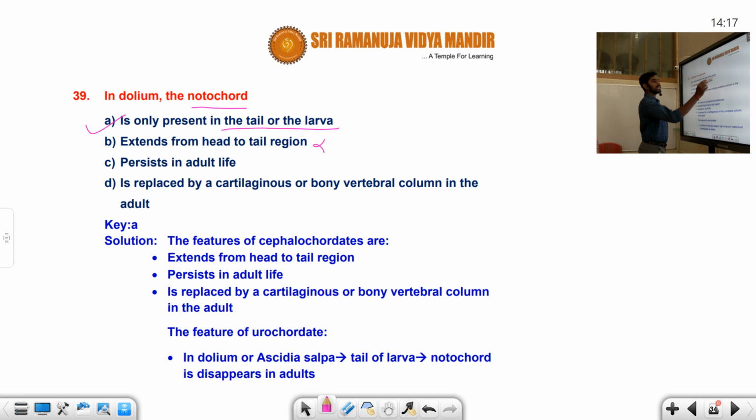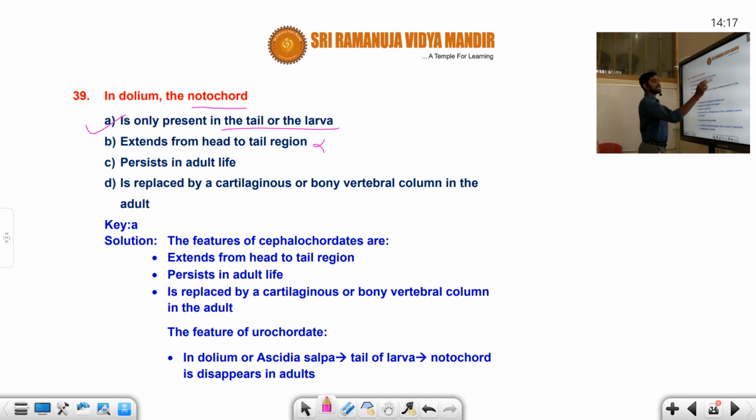So you can see, students, it is a feature of the cephalochordates. It extends from the head to the tail region and persists in the adult. Those features belong to Cephalochordata, and the first one represents Urochordata. Urochordata belongs to Doliolum; you can take an example, or Ascidia. So Urochordata's common examples are Doliolum or Ascidia. It just shows the tail in the larva, and the notochord disappears in the adults. So the correct option for 39 is A.